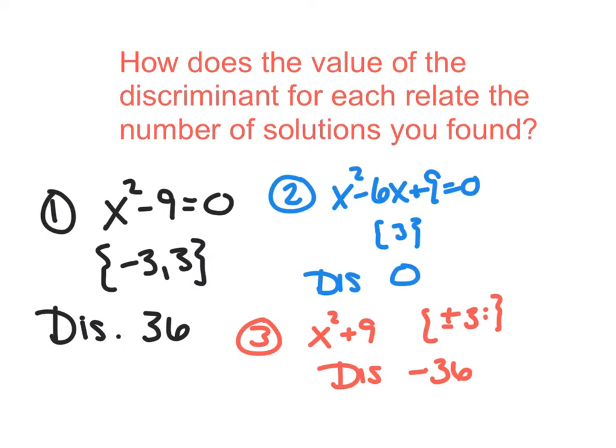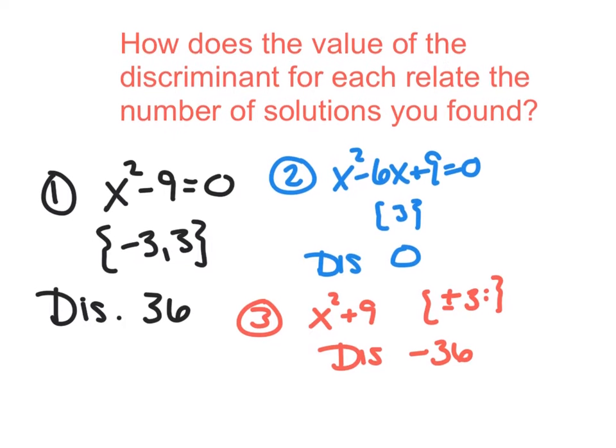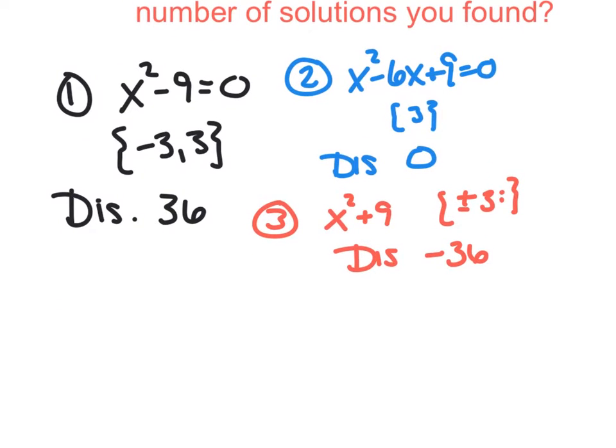So you notice I rewrote mine out here. You can probably just look at your notes and compare with me. So for the x squared minus 9, I got 2 solutions, and my discriminant was 36. I want you to take all this in. For this equation, I got 1 solution, and the discriminant was 0. For this one, I got imaginary solutions, and my discriminant was negative. Does any of this make sense to you?